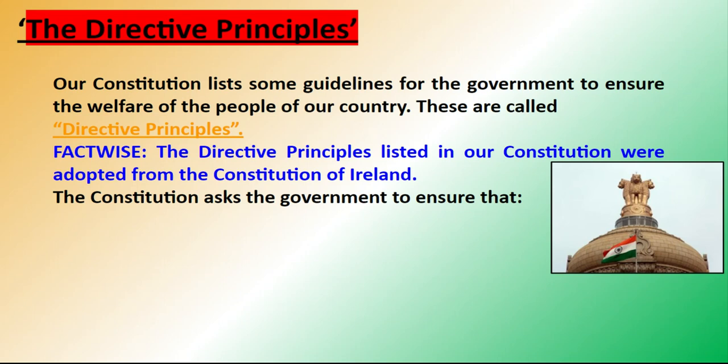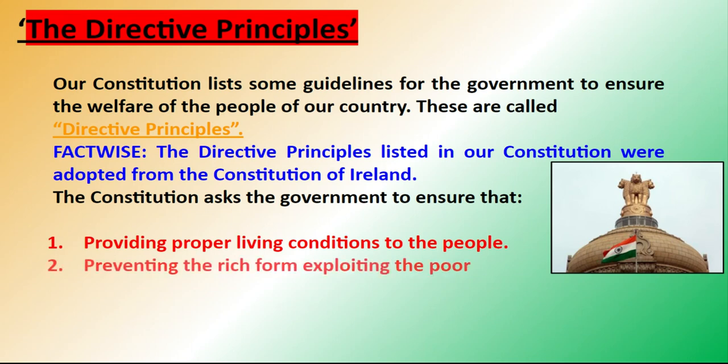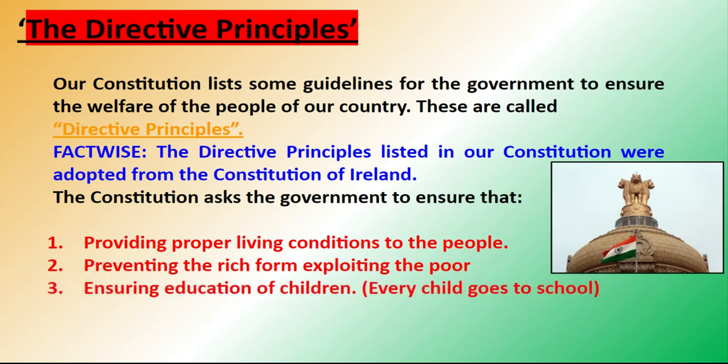The Constitution asks the government to ensure, number one, providing proper living conditions to the people. It's the government's duty that they should ensure proper living conditions to the citizens of the country. Number two, preventing the rich from exploiting the poor. You have to understand that we should be equal, right? We cannot exploit just because somebody is rich and somebody is poor. So, preventing the rich from exploiting the poor.